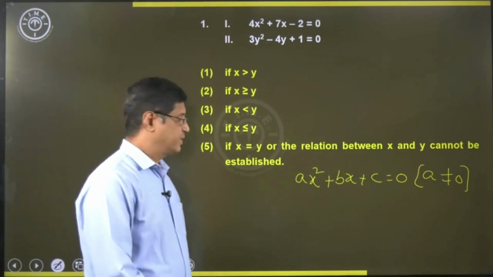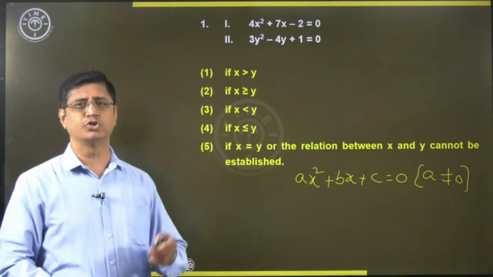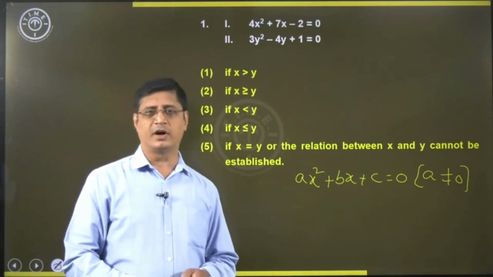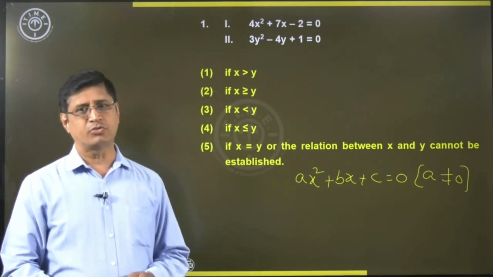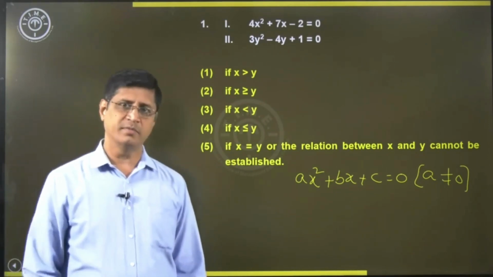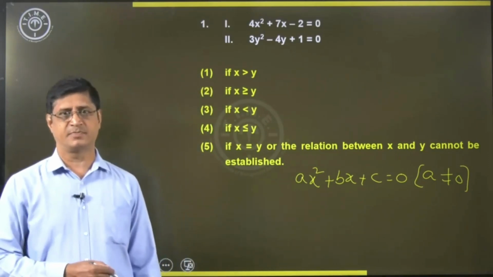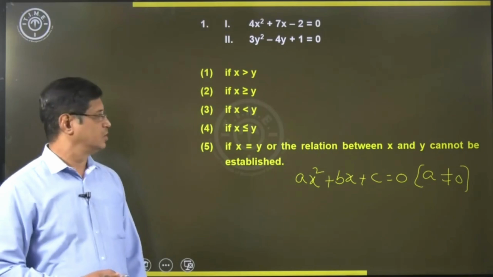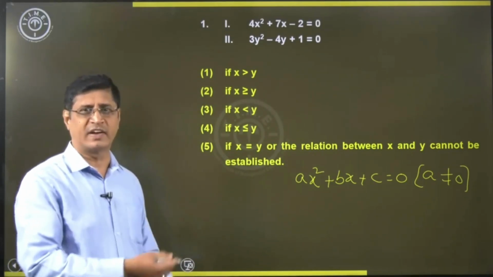My dear students, to find the roots of a quadratic equation there are two possibilities. One is by using the formula, minus b plus or minus under root b square minus 4ac, by 2a. That is one approach. The alternate approach is by using factors, that is the factorization method. We are going to solve these examples by using factorization only.